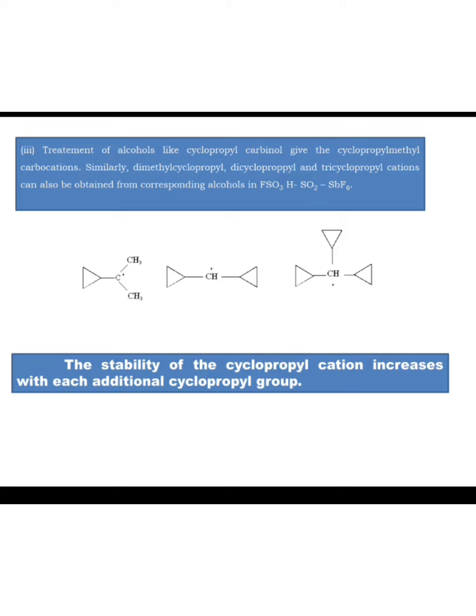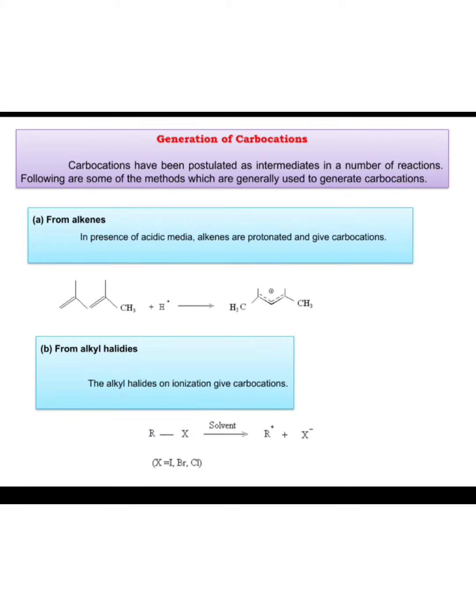So here the tricyclopropyl carbocation is more stable than the other two. Next we are going to see about generation of carbocations. First method, it is prepared from alkenes by addition of acid.